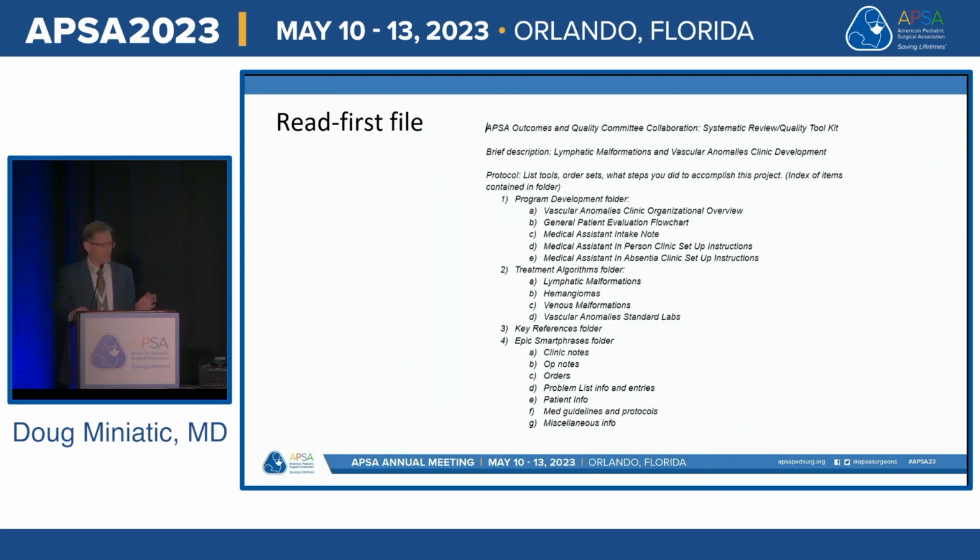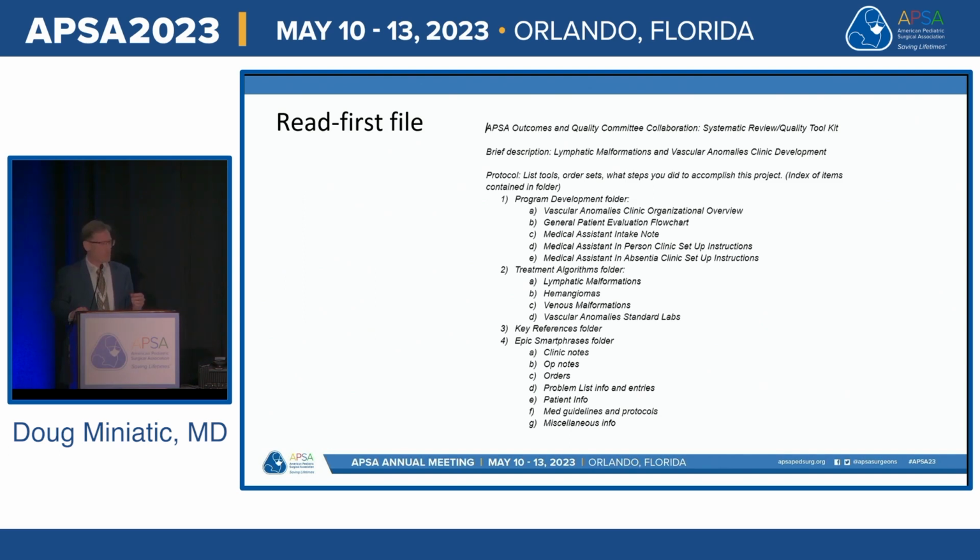So in the read first file for our lymphatic malformations toolkit, this one is a bit different because there as yet have not been any real robust published studies on quality improvement projects in this area. And so we devised, Jason and I, this folder, this toolkit, to be a collection of materials that can help one establish, develop, or streamline their own vascular anomalies program.